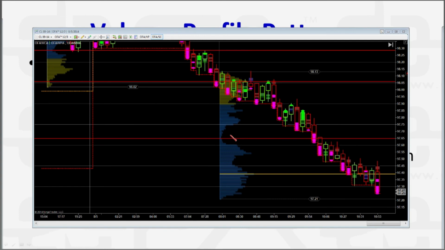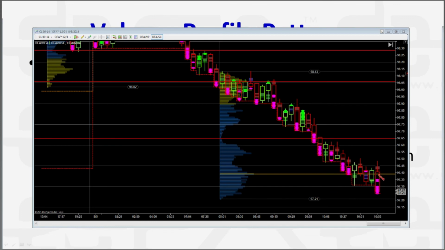You can see a distribution here, a distribution here. This is typically known as a double distribution day. If price now comes back over this level, you would look for a long. This might be at the end of the day, potentially back up to this high volume area right here. Otherwise, this was a short once it came through on a retest.